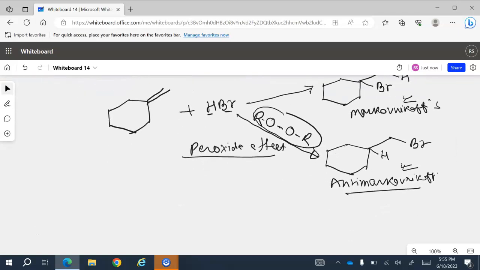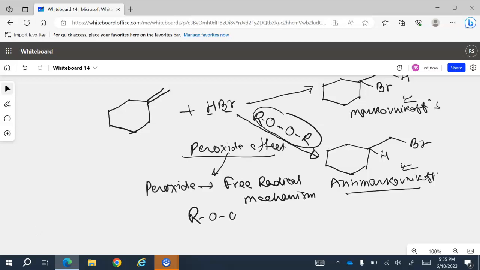Now, why does it follow the anti-Markovnikov rule? The reason is that in the presence of peroxide, it will follow the free radical mechanism that you have discussed in chapter 9. In the initiation step, it will generate an alkyl oxide free radical, and it will follow a different type of mechanism. No carbocation formation, but free radical mechanism will be followed. That is why it will give you the anti-Markovnikov product.